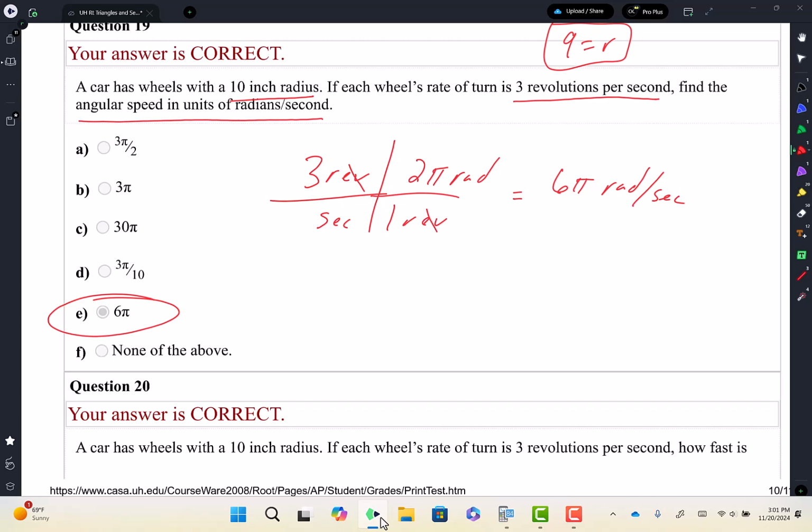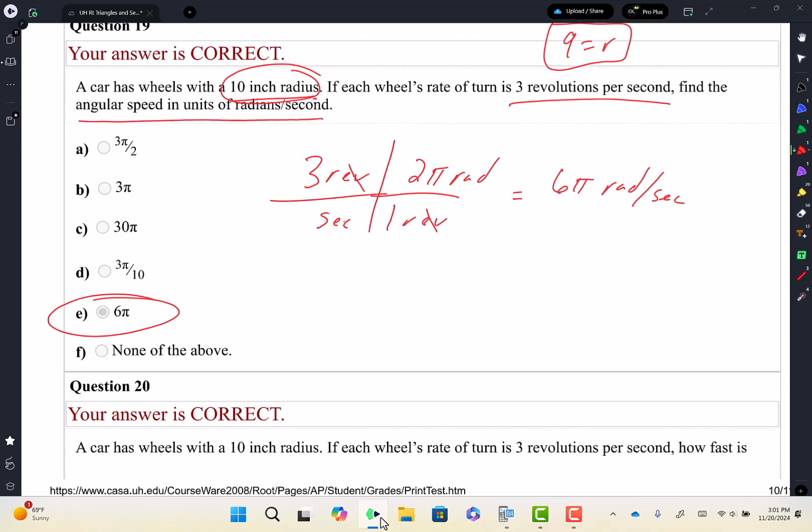Well, you start by what they give you. What did they give you? They give you 3 revolutions per second. So that's it. They only give you 2 things. They give you this guy and they give you this guy. The 10-inch radius is not going to be used right now because they want radians per second, not inches per second. So you start with the 3 revolutions per second, and you say, well, 1 revolution is 2 pi radians, and that's it.